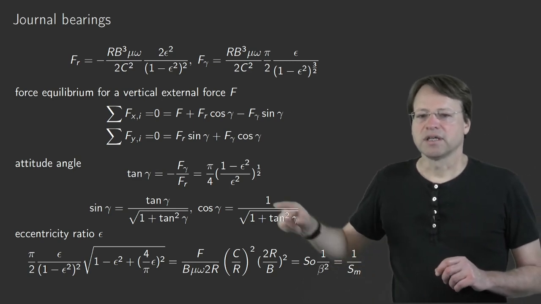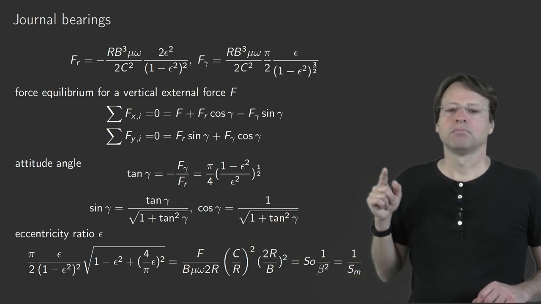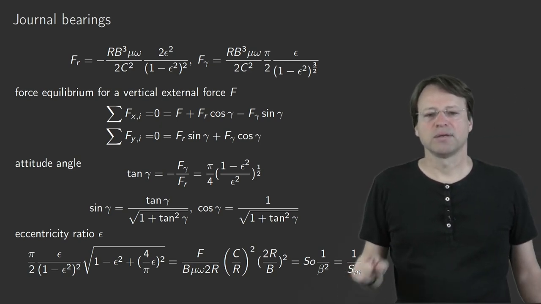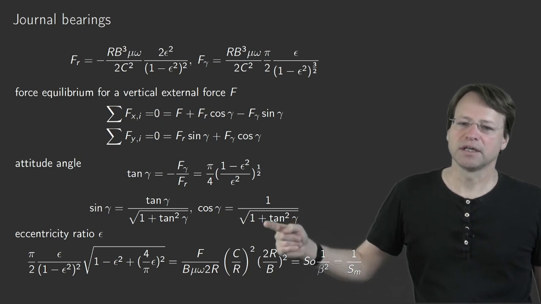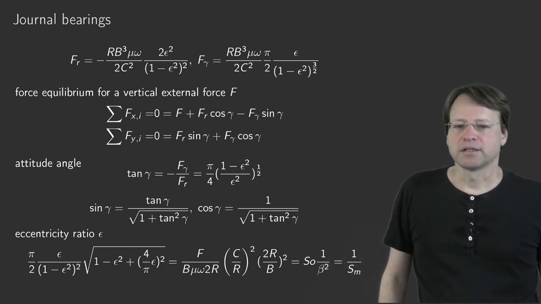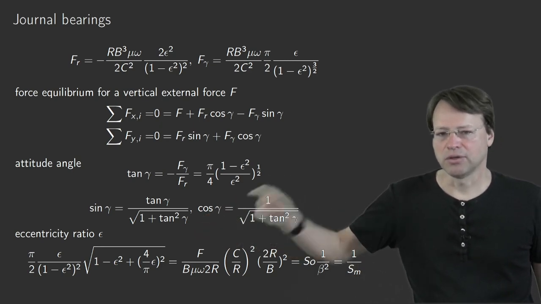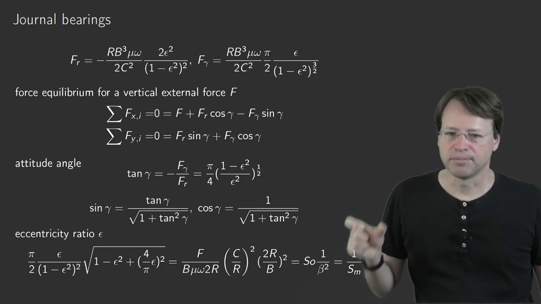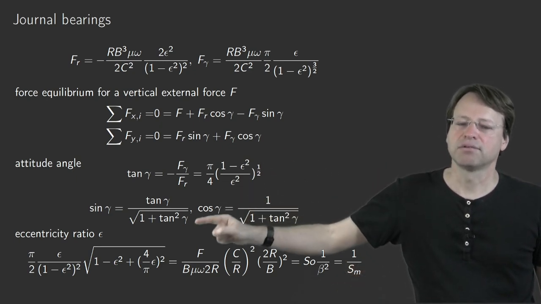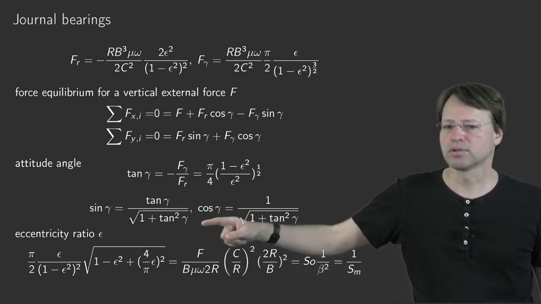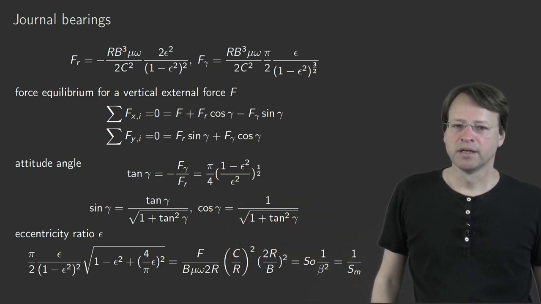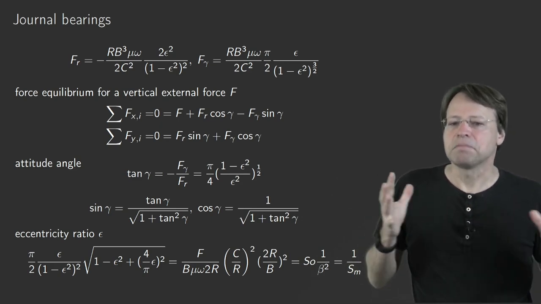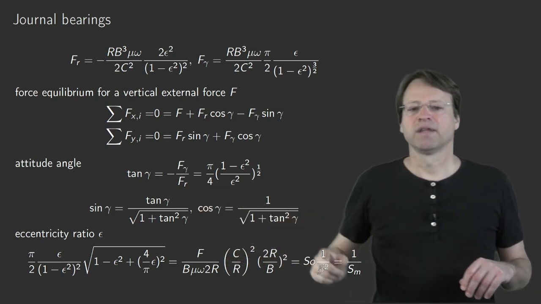So we see that epsilon is completely determined by this modified Sommerfeld number. We could prescribe a modified Sommerfeld number that we want to realize in our design. From that, we would get the epsilon, and from epsilon, we would get tangent gamma. So a prescribed design then prescribes the equilibrium position of the rotor in both terms, in epsilon and in gamma. On the next slide, I will show you the figures showing the dependence of epsilon and gamma on SM.